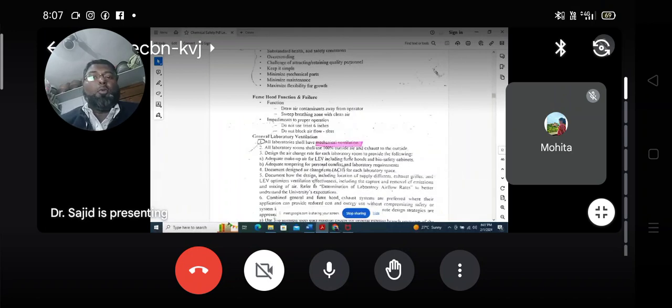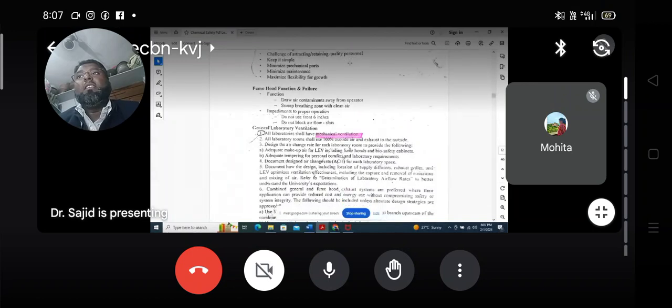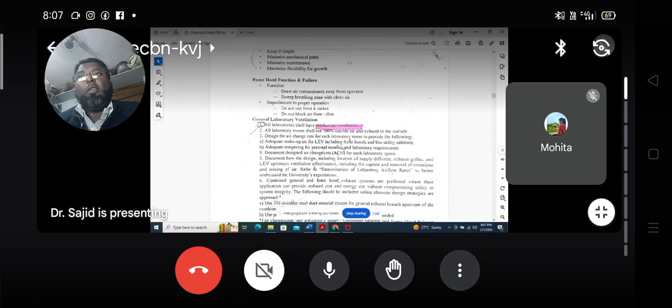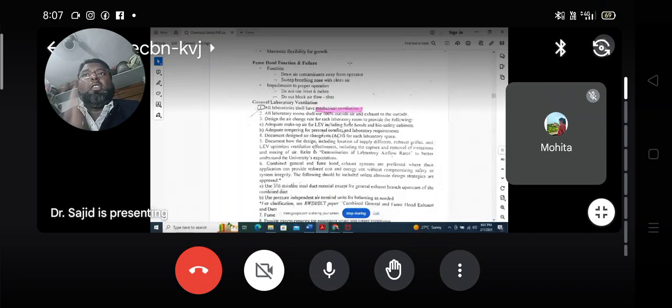Generally you have to make safety hoods available in the lab. Then adequate tempering for personal comfort and laboratory requirement. Document the design air change rate for each laboratory space. Documents should show the design, including location of supply diffusers and exhaust grills, and LED optimized ventilation effectiveness, including the capture and removal of the emissions and mixing of the air. You can use different journals or different books for further information.